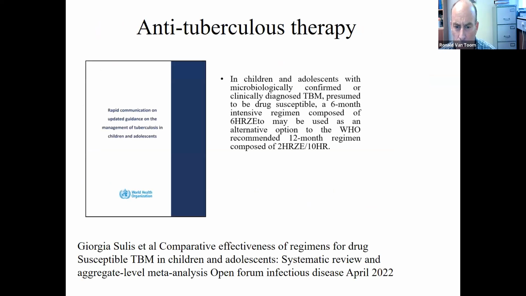And Regan and myself were also involved in this publication, where we compared the WHO regimen to the regimen that we use, the 6-month regimen. And basically what the WHO concluded is that both regimens are equally effective, and therefore they also recommend that the 6-month regimen that we propose can be used as an alternative to the WHO regimen.